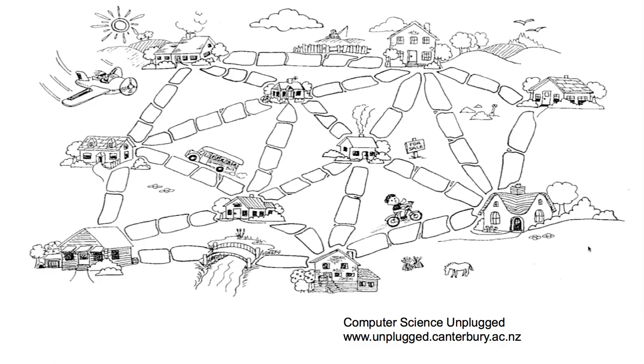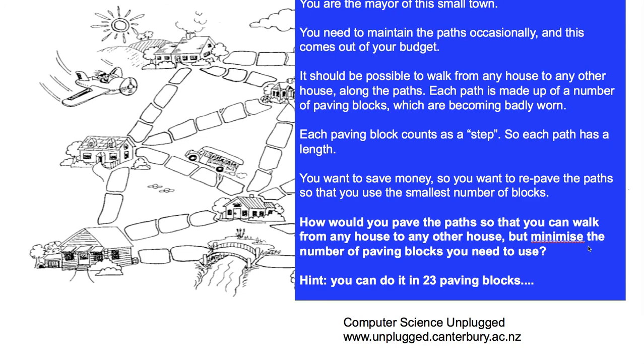So here's our problem for today's lecture, and this blank worksheet is available as a PDF in the lecture materials folder. So let's just talk through the problem. You are the mayor of this small town, and you're responsible for the upkeep of the paths around this town. And in order to keep everyone happy, you need to ensure that it's possible for anyone to walk from their house to the house of anyone else along a paved path. That is, there shouldn't be any houses that aren't on the path network.